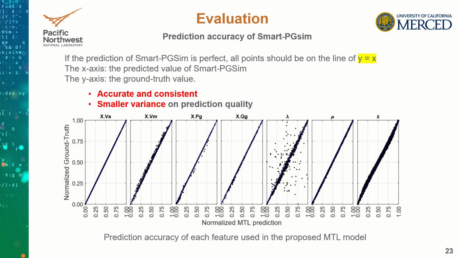Firstly, to show the prediction accuracy of our multitask learning model, we will show the validation of equality loss. We compare the accuracy of SmartPGsim with the exact solution in MIPS. All variables are normalized to the range 0 to 1, and we use the x-axis to show the prediction value of SmartPGsim, and the y-axis is the ground truth value.